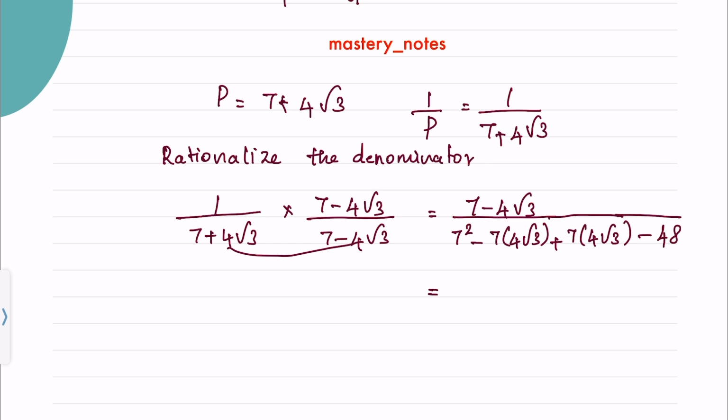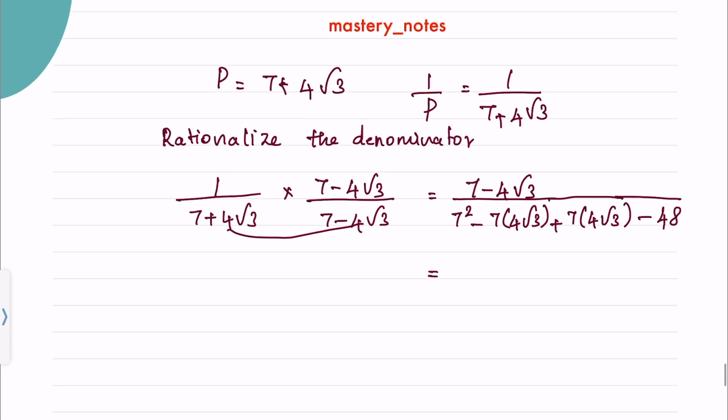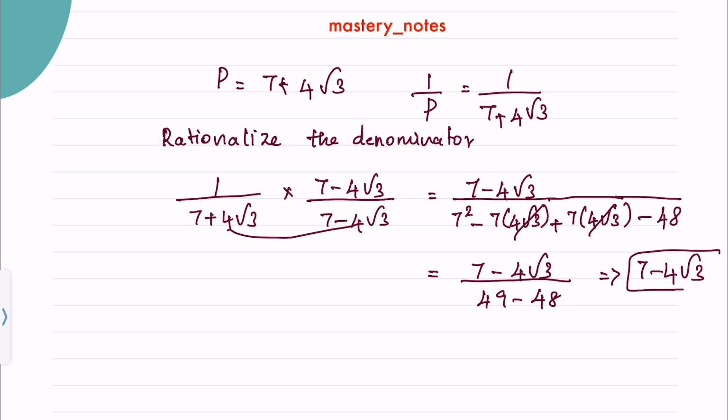So this one and this one will go away. And 7 square is 49 minus 48, which is 1. So the answer would be 7 minus 4 root 3. So this is the value of 1 by P: 7 minus 4 root 3.